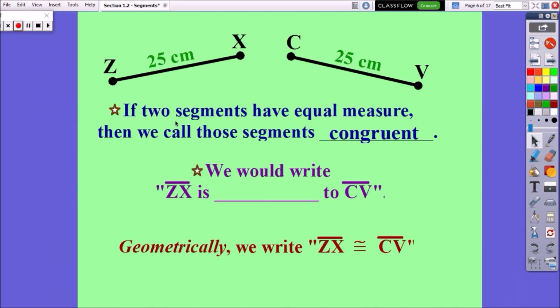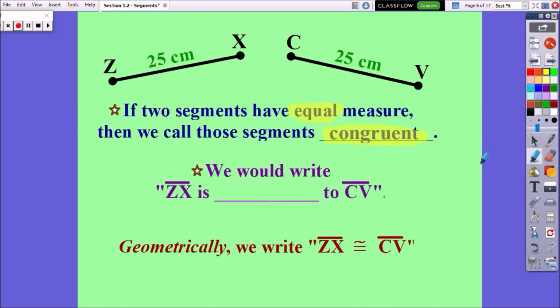Now, notice I have 2 segments here that have equal measure. This segment ZX and this segment CV both are 25 centimeters long, so they are equal in measure to each other, and then we can call those segments congruent. This is a newer geometrical term here, but congruent is really just a fancy way of saying things are equal.